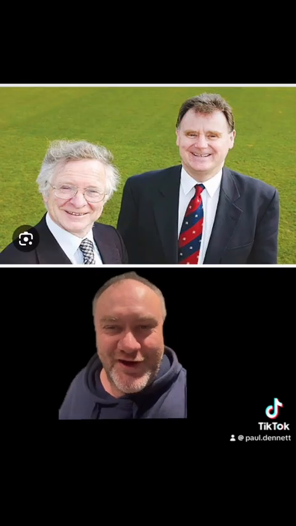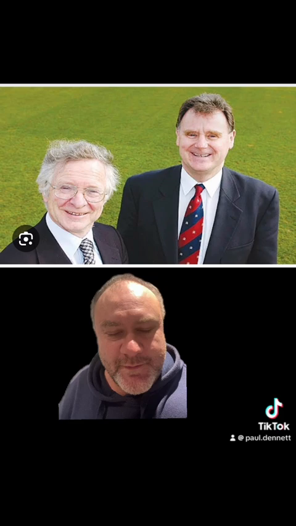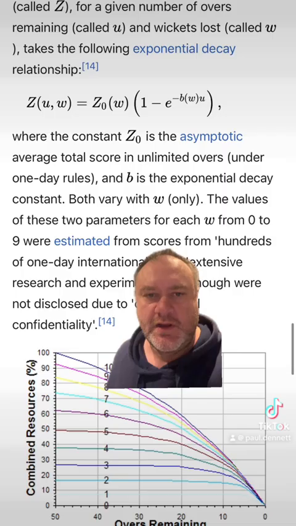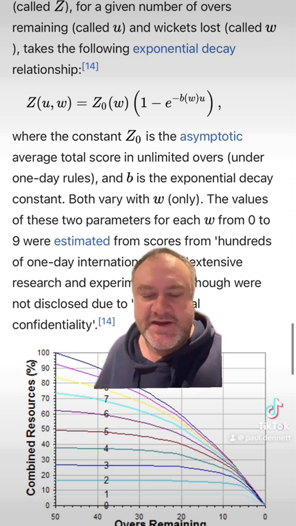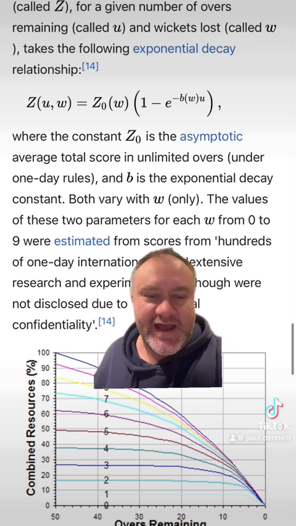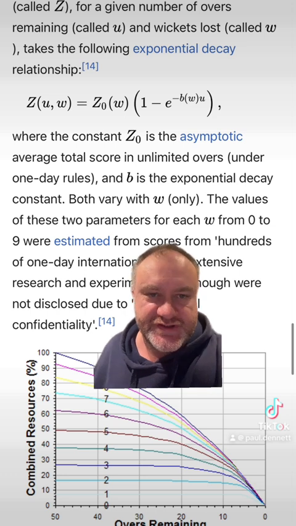Frank Duckworth and Tony Lewis, seen there, realised that it came down to 2 factors, or resources as they called it. And they were, how many overs did you have left? And crucially, how many wickets did you have left? So they studied hundreds and hundreds of games and discovered that there was an exponential decay that was constant or very predictable based on how many resources you had left.